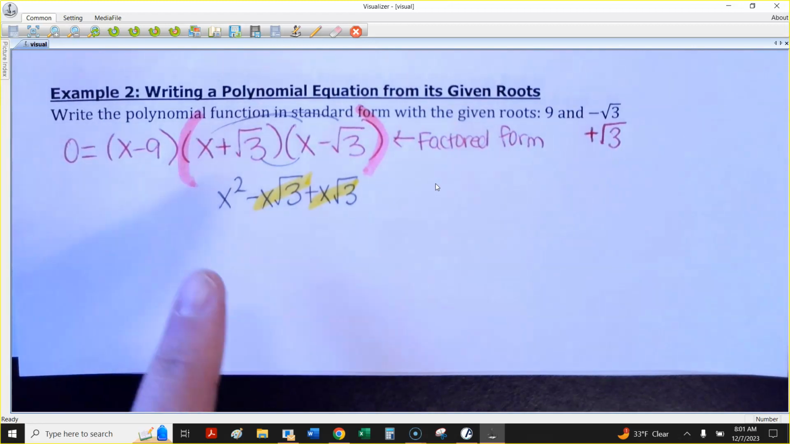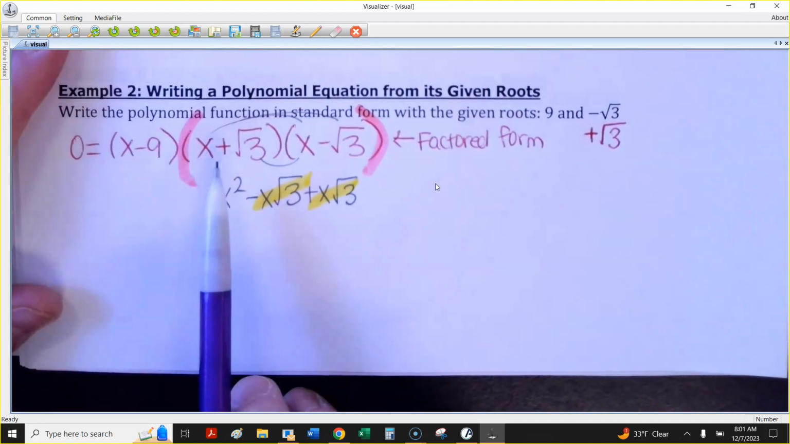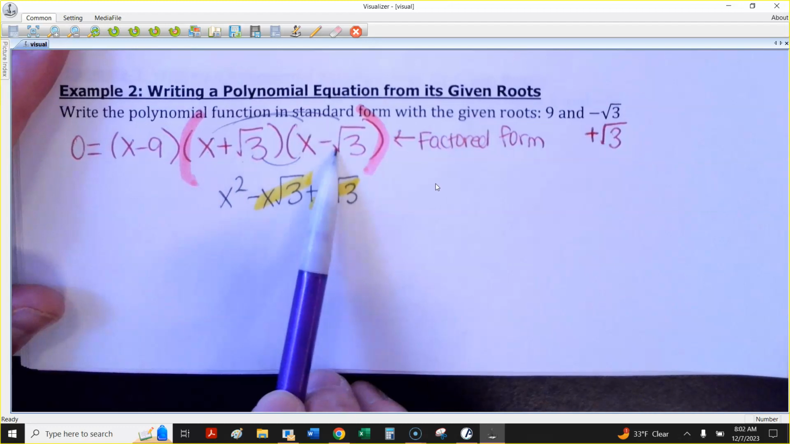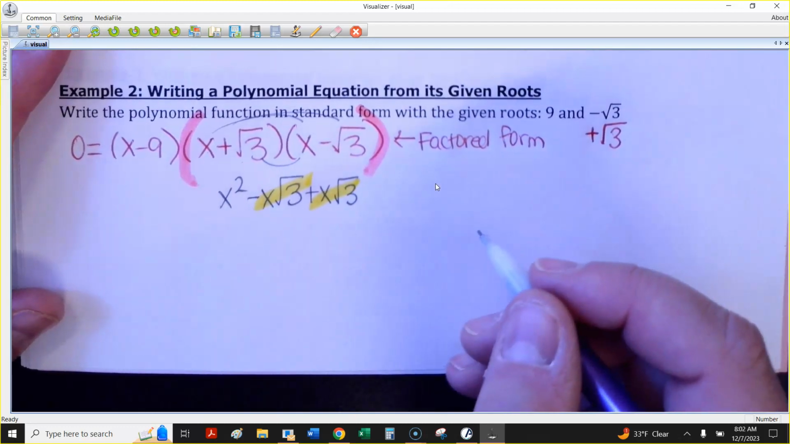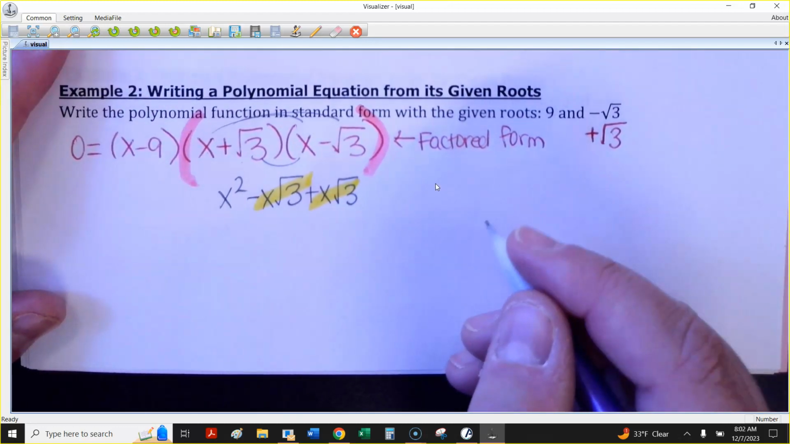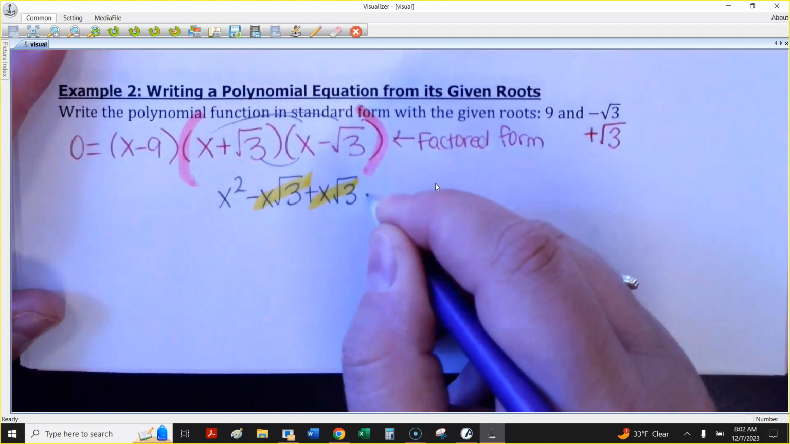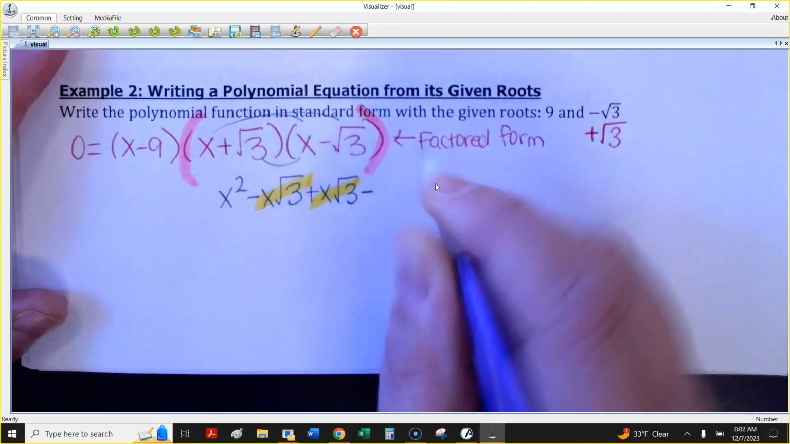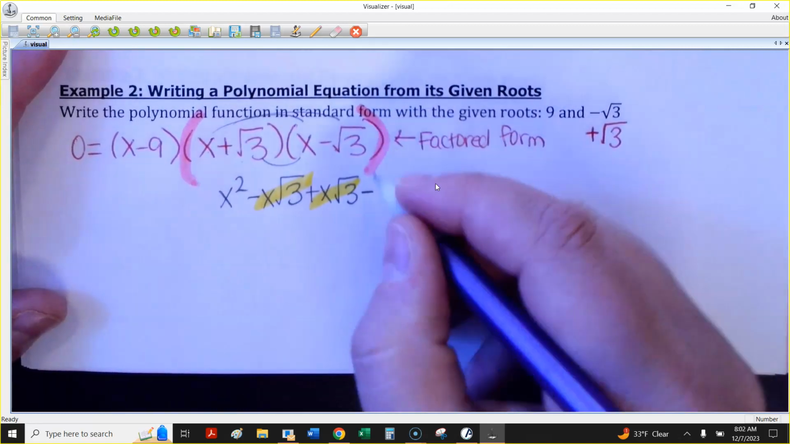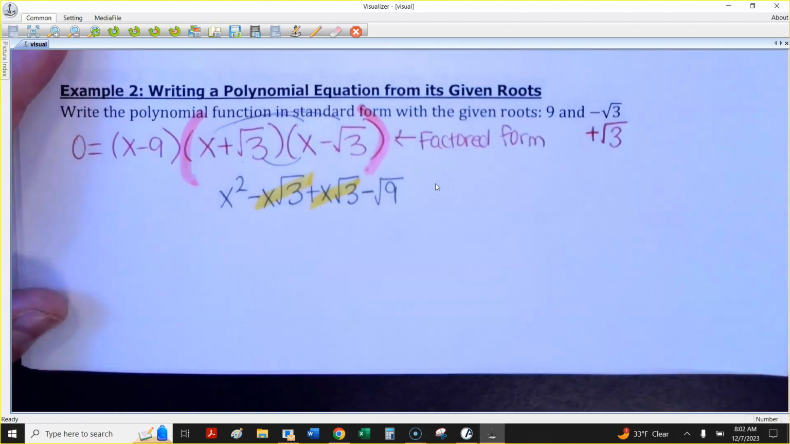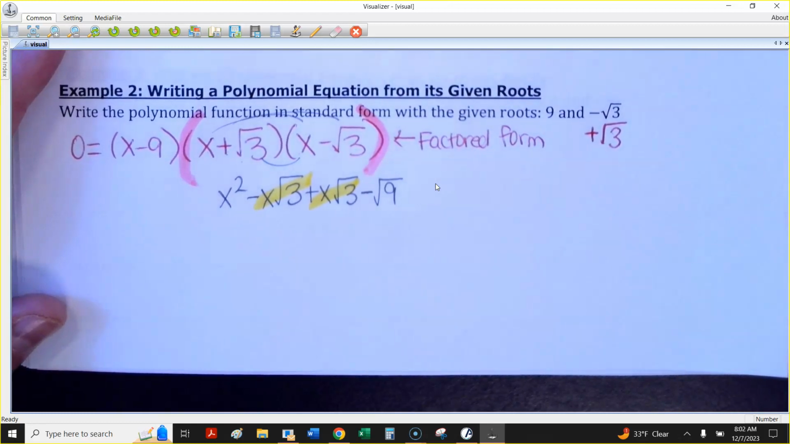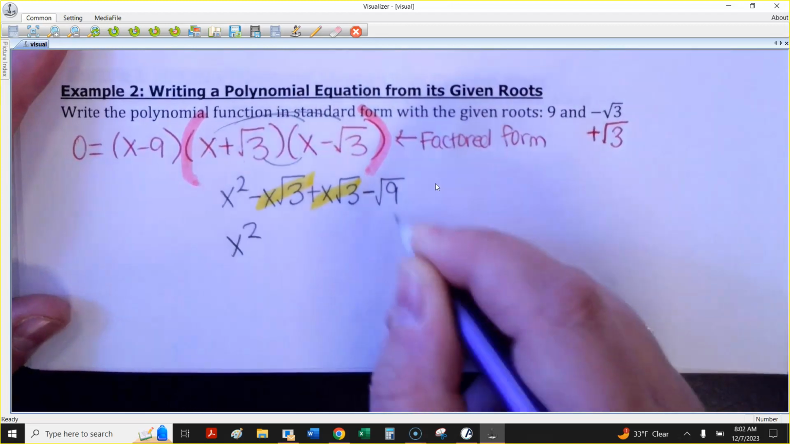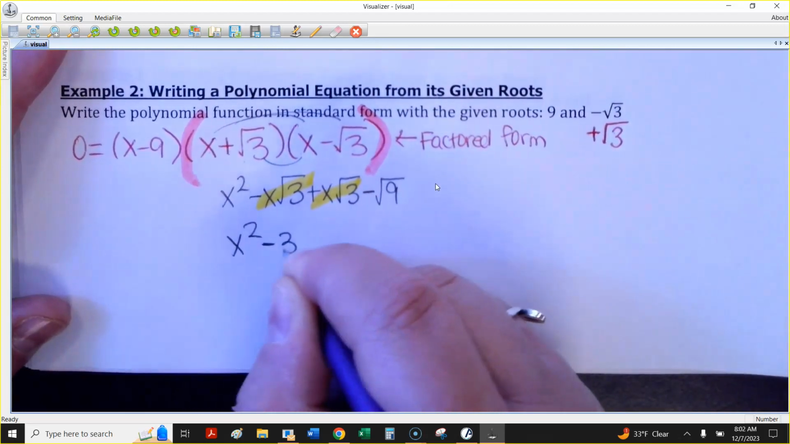Now, what do you get if you take positive square root of 3 times negative square root of 3? What was it? It would be negative 3. Okay, if you're like, what the heck, where did you get that? Right here, positive times a negative is a negative. If you multiply a radical by itself, it creates a perfect square. So that would technically be square root of 9. And then it has a subtraction sign in front of it. So that would simplify to be just minus 3.